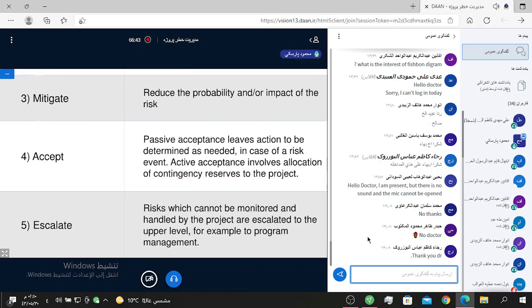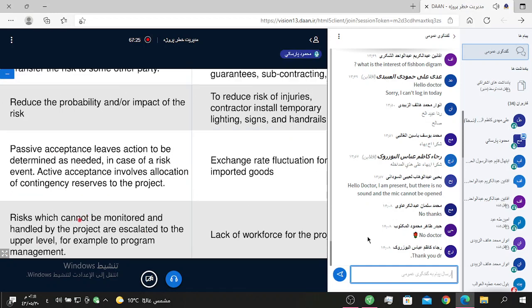And about escalate, that is the other strategy about risk responses. It means risks which cannot be monitored and handled by the project are escalated to the upper level. When we cannot monitor and handle any risk, we must escalate it to the upper level, for example, to program management. Okay.